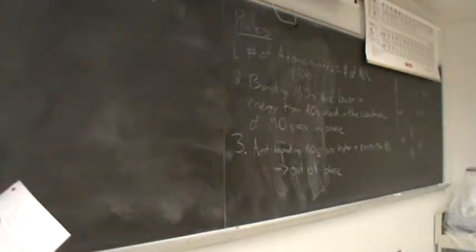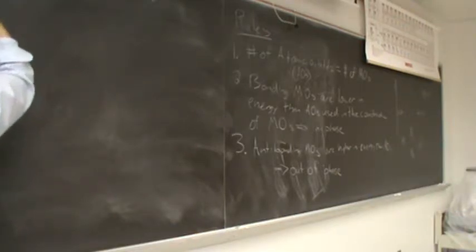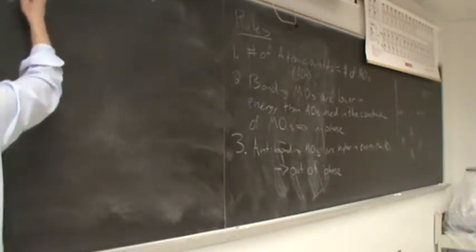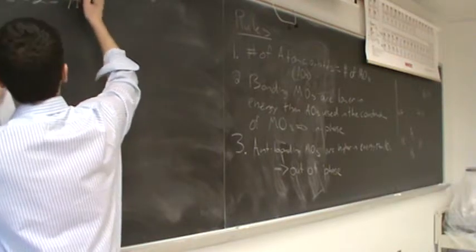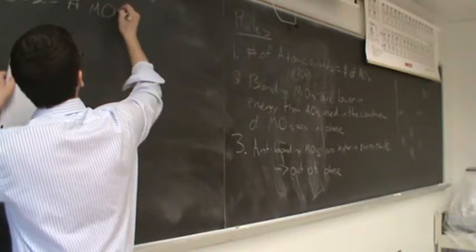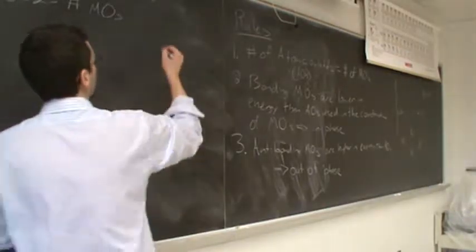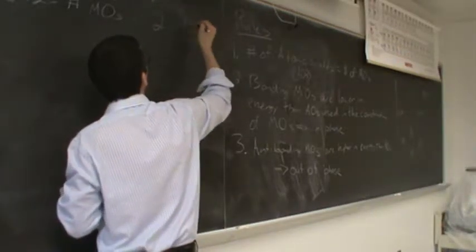So let's return to H2. We know, how many AOs do we have? Two. Yep. Number of AOs is equal to two. That's going to be equal to the number of MOs. What type of AOs are we dealing with? S. Yep, so we got two 1s orbitals.